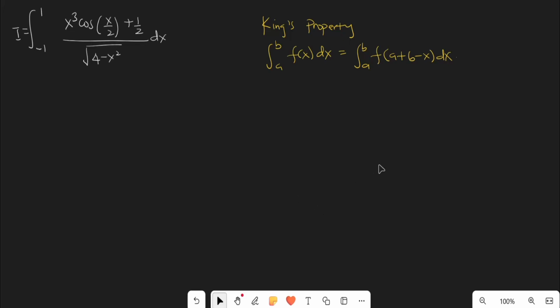So how do you solve this integral? I am going to solve this integral using the King's property, which is very famous in my videos. So the integral from a to b of f of x dx is the same as the integral from a to b of f of a plus b minus x dx.